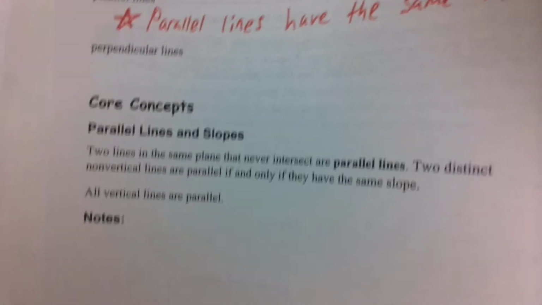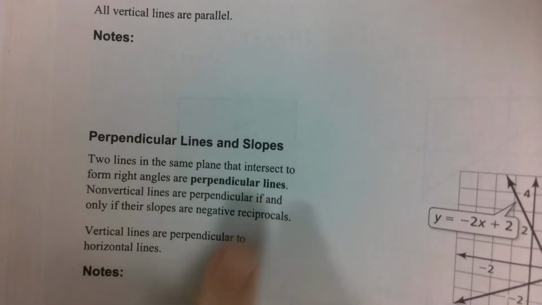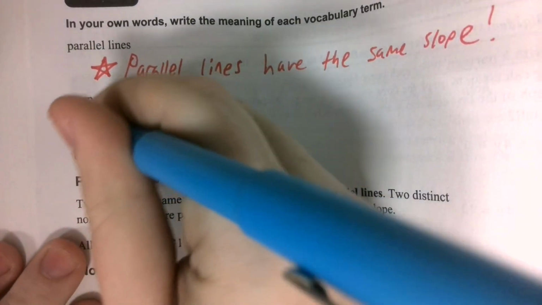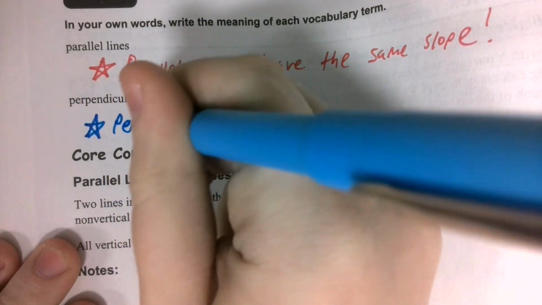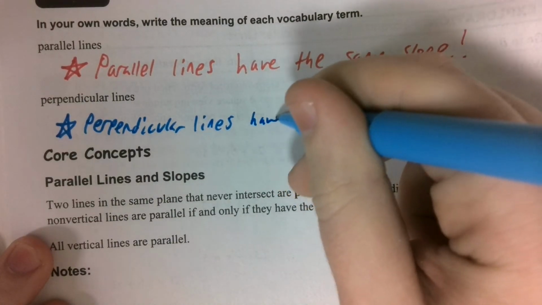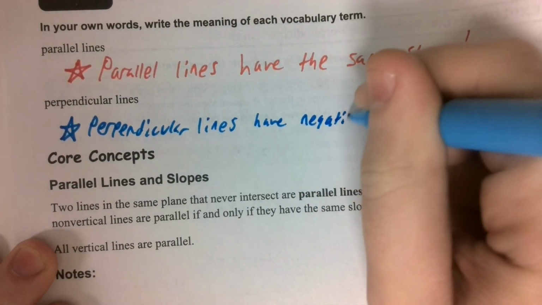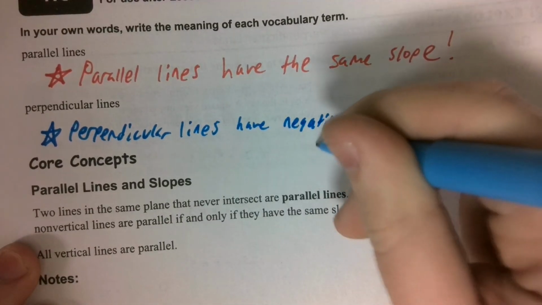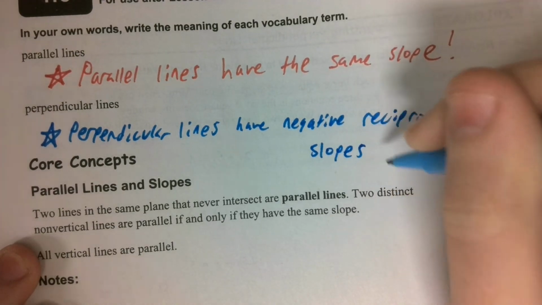Let's go back to our notes section on page 108 just to write down the most important thing for perpendicular lines. Again, if you want to see the full definition, they intersect to form right angles. But the key about perpendicular lines that I want you to write down is this. Perpendicular lines have negative reciprocal slopes.